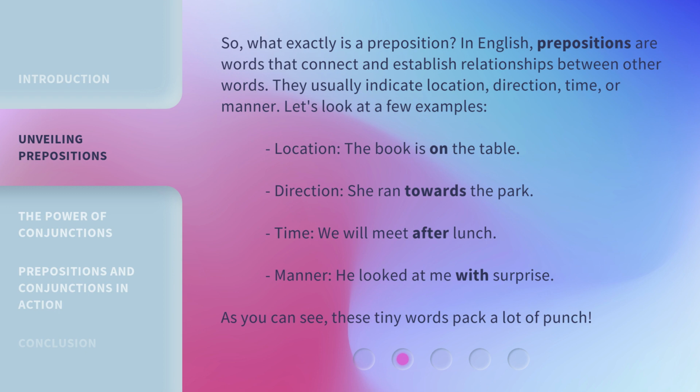Location. The book is on the table. Direction. She ran towards the park. Time. We will meet after lunch. Manner. He looked at me with surprise. As you can see, these tiny words pack a lot of punch.